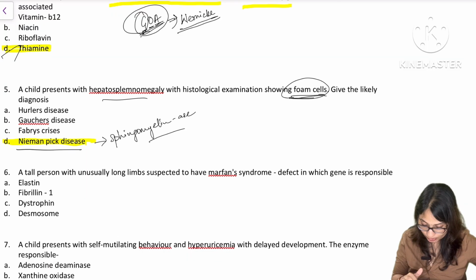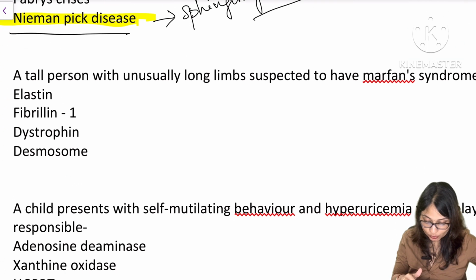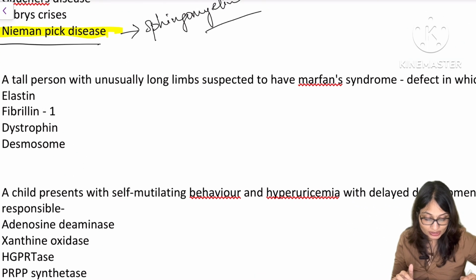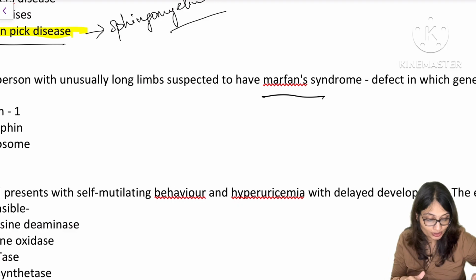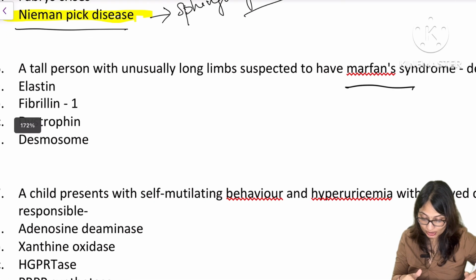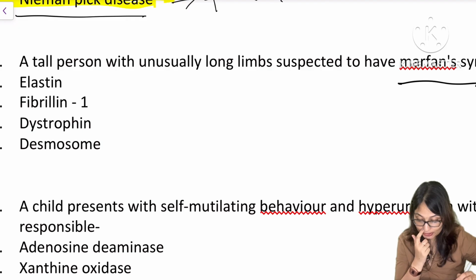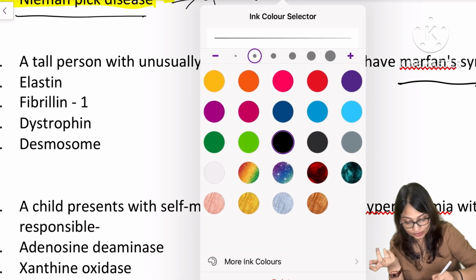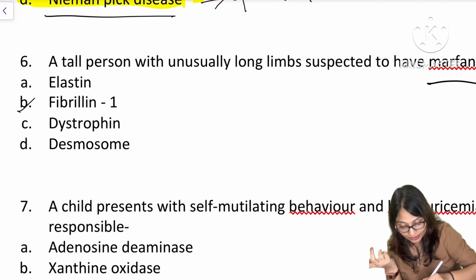The next question is, a tall person with unusually long limbs suspected to have Marfan syndrome is due to a defect in which of the following genes? Elastin, fibrillin, dystrophin, and desmosome. So which is it? Marfan's, again, is a direct question, I would say. The answer is fibrillin 1.